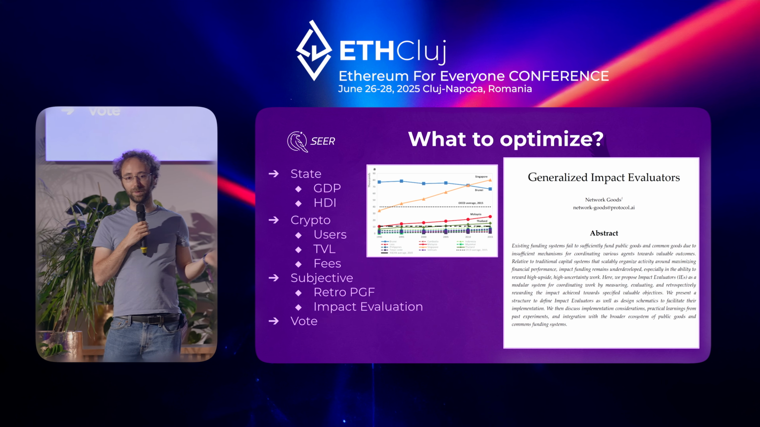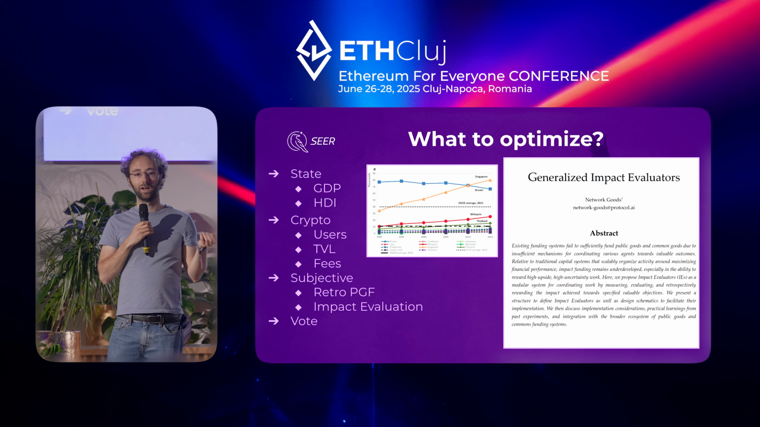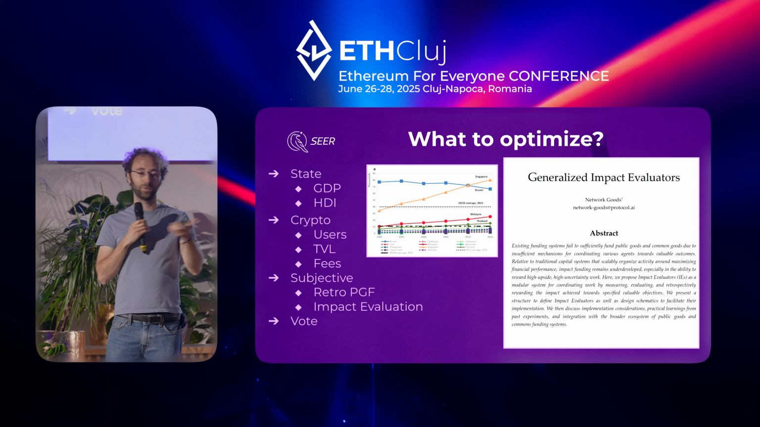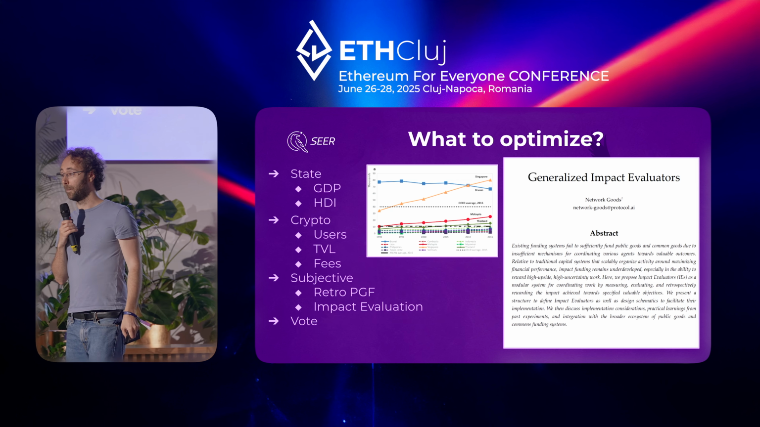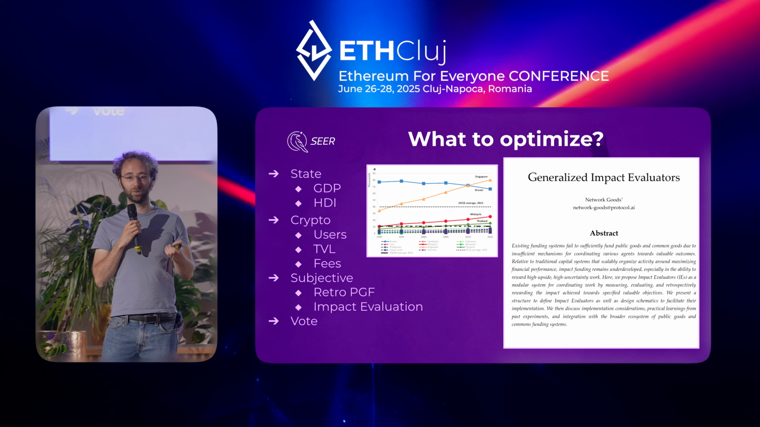If you are a lending platform, it can be lending fees. If you are L1 or L2, it can be the fee given to the sequencer or the fee burned in the case of ETH. But we can also sometimes want to optimize on things which may be subjective.